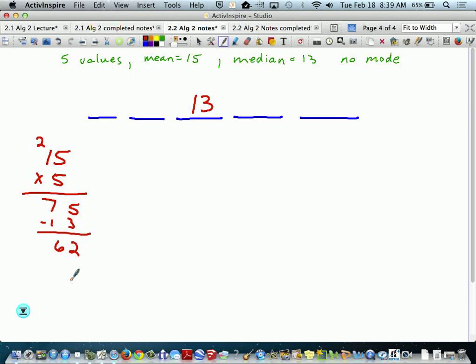The fact that there's no mode means I don't want to have 2 of the same number in this case, right? We don't want that, so we probably want to have 5 different numbers. And basically the last 4 numbers have to add up to 62. So give me another number.